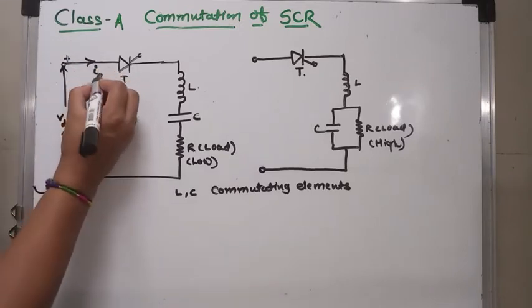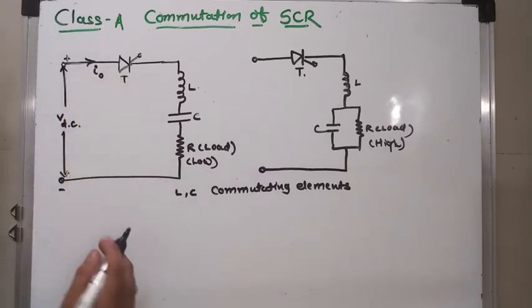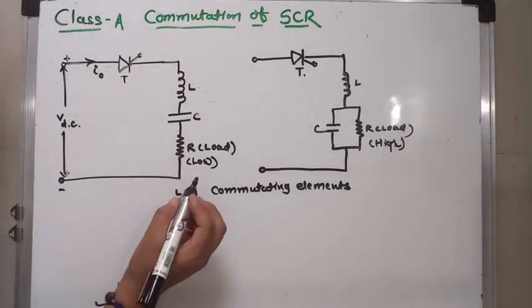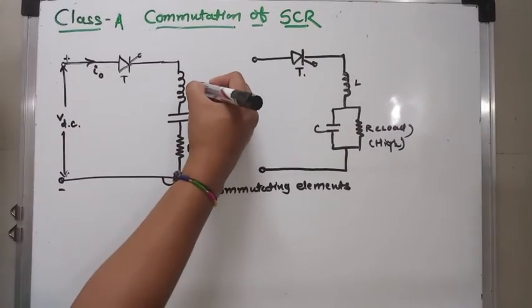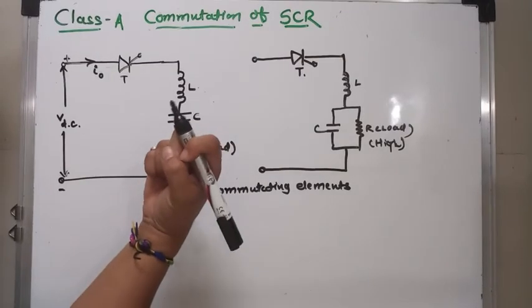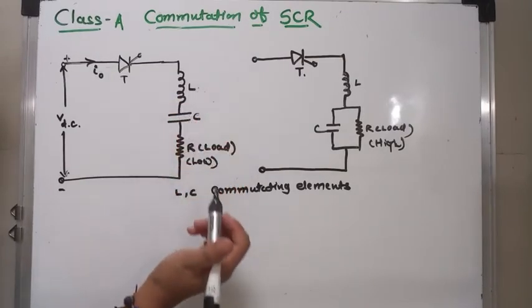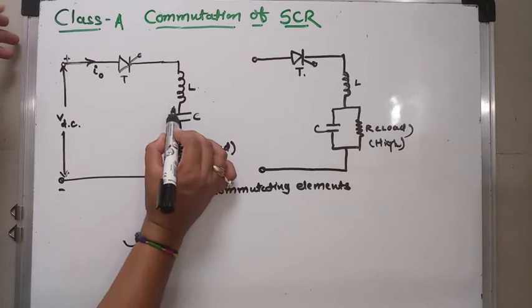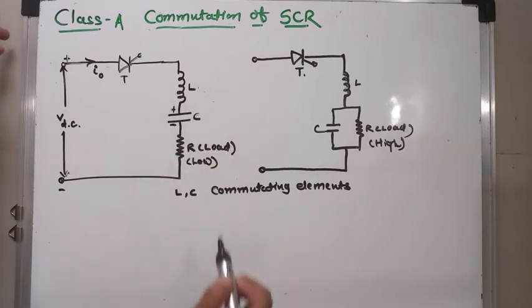If I say the current is I0, so I0 flows through the circuit. At that time the inductor is going to be charged or store the energy, and the capacitor is also going to be charged, with the upper plate positive and the lower plate negative.